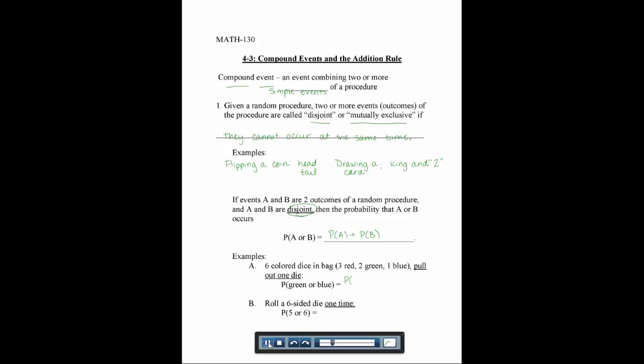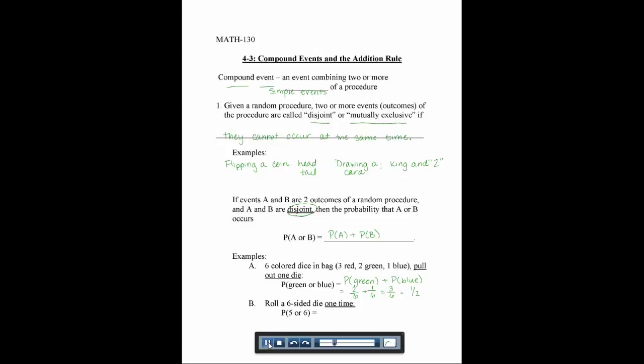So this is going to be the probability that it's green plus the probability that it's blue. So the probability that we pull out a green die is 2 out of 6, because there's 2 green dice out of the 6 dice. Plus the probability of a blue die is 1 out of 6, because there's 1 blue die out of 6. Okay, so we add these together. We've already got our common denominator, which will happen most of the time. So we get 3 out of 6, which is the same thing as 1/2.